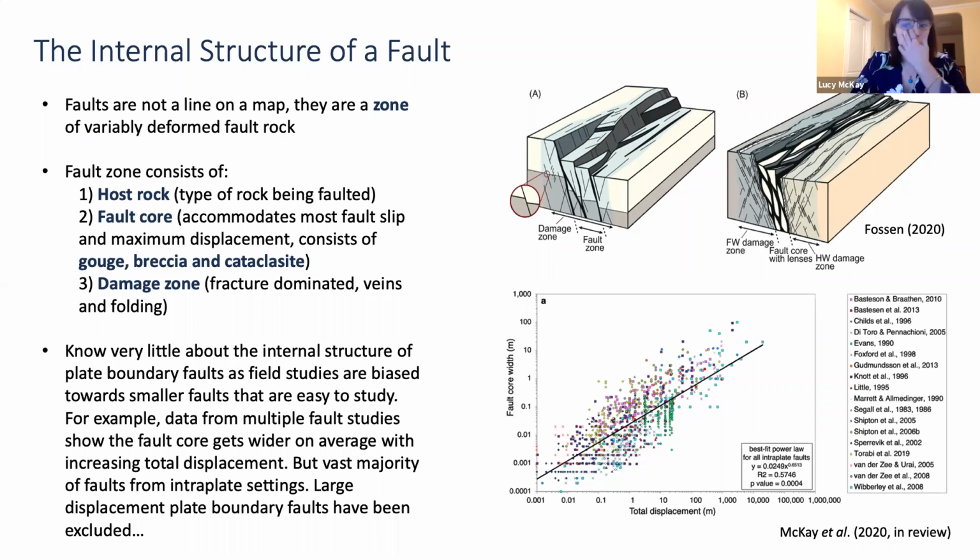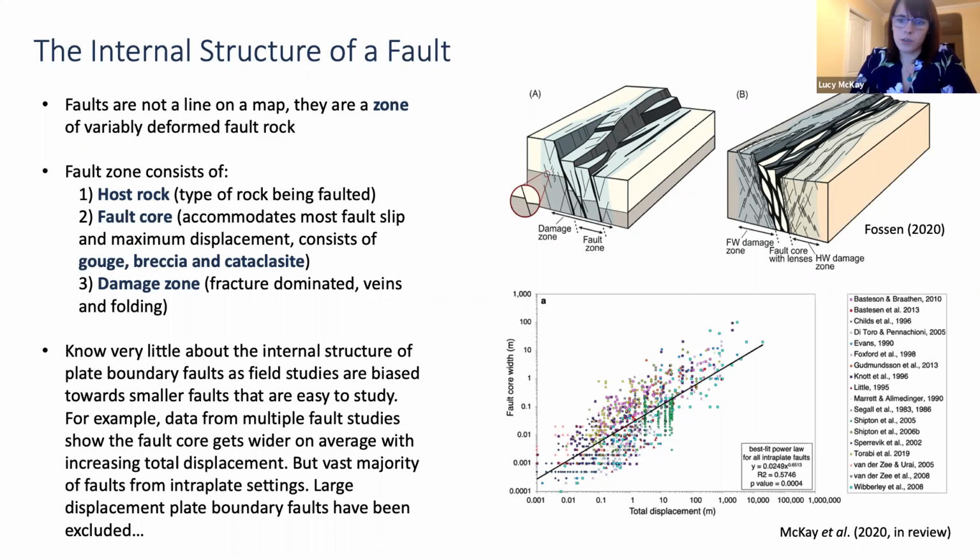So despite the fact that 90% of global seismicity occurs at plate boundary faults, our knowledge of their internal structure is lacking, as studies typically are biased towards smaller displacement faults that are much easier to study in the field. So for example, as you can see on this bottom figure here, compilations of data from multiple fault studies show that faults get wider on average as displacement increases.